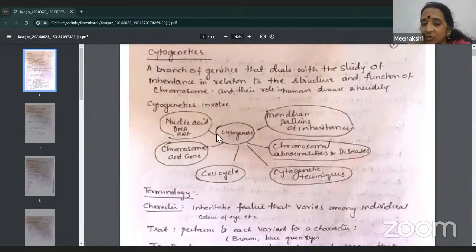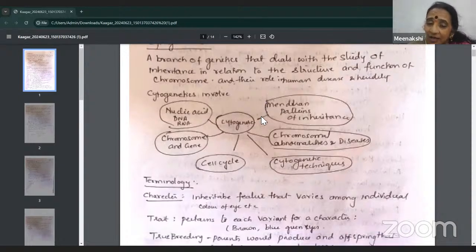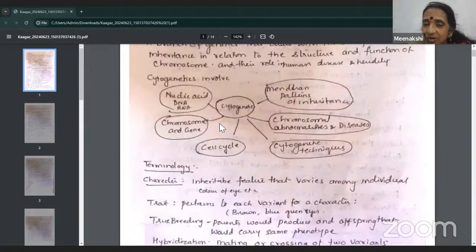So in total, if a question is asked about what cytogenetics is, it is the branch of genetics which deals with the structure and inheritance in relation to the structure and function of the chromosome, and its role in human diseases and heredity. It also has important links with the study of nucleic acids, chromosomes, genes, cell cycle, cytogenetic techniques, Mendelian inheritance, and chromosomal abnormalities. All this together comes under cytogenetics.